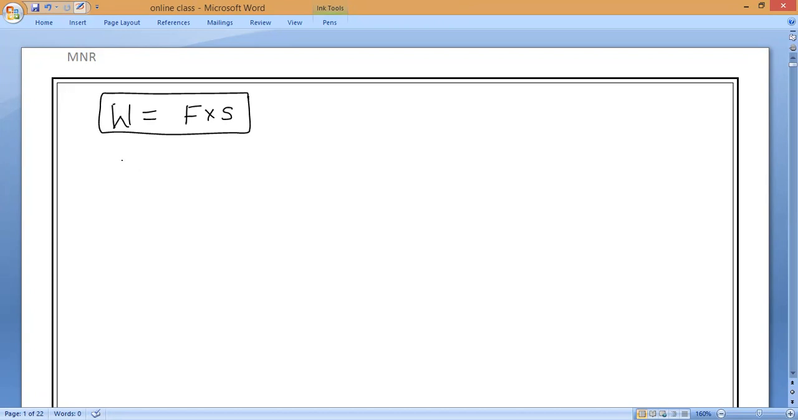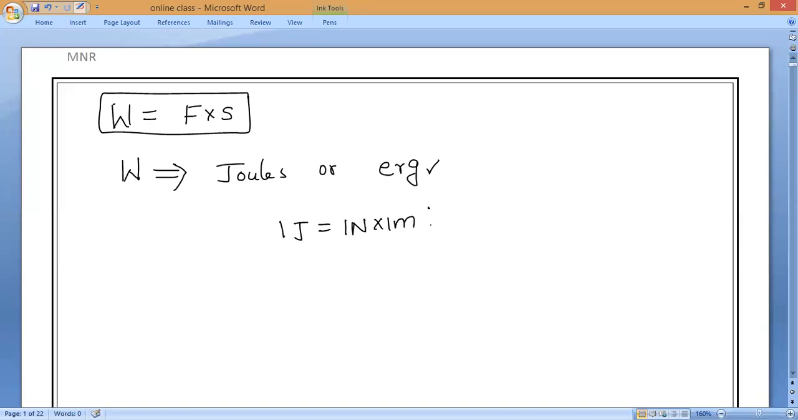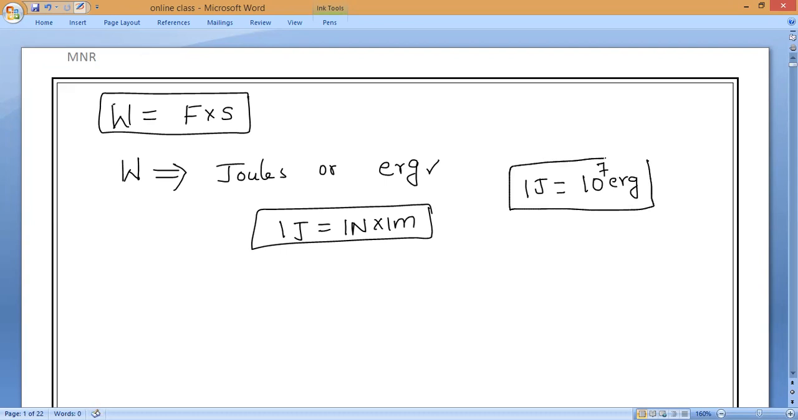And what is the unit of work done? Everybody, the unit of work done is Joule. Understand? What is the CGS unit? The CGS unit is erg. And we know that 1 joule is equal to 1 Newton into 1 meter. That is the relation we have been studying. In the same way, 1 joule is equal to how many ergs? 10 power 7 ergs. Is it right or wrong?